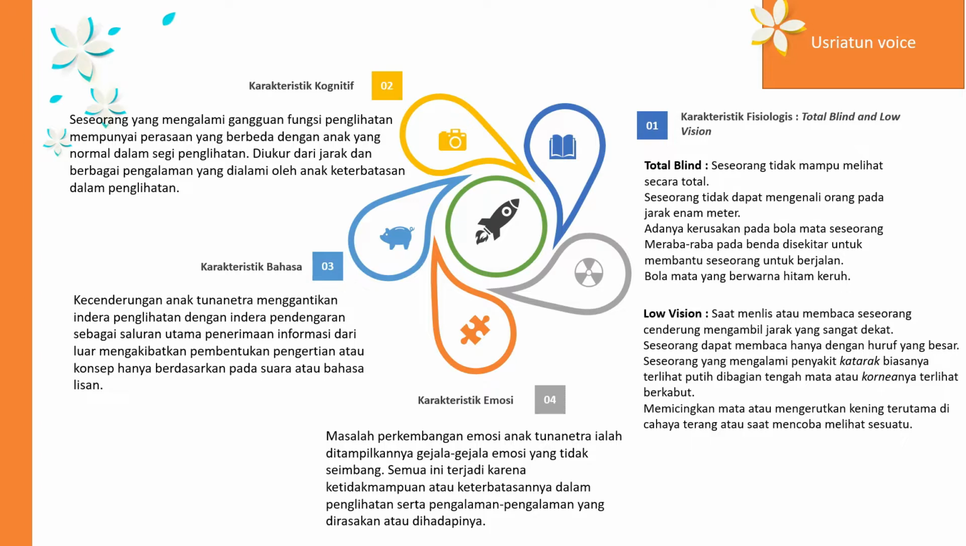And low vision, when writing or reading, someone tends to take a very close distance. One can read only with capital letters. Someone who has a cataract usually looks white in the middle of the eye, or the cornea looks foggy. Squinting or frowning, especially in bright light or when trying to see something.